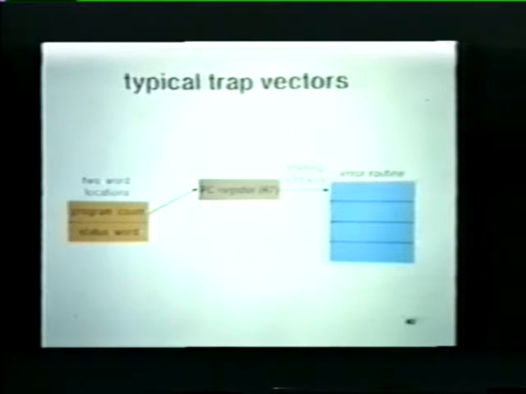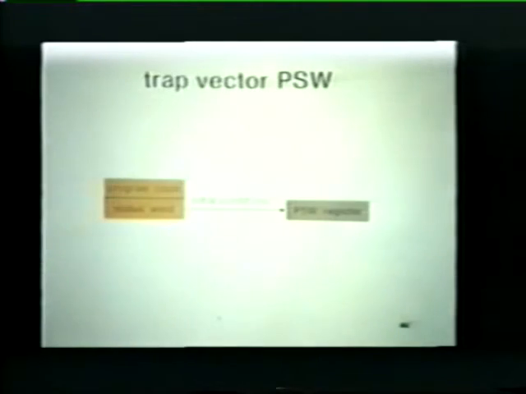Each trap vector actually occupies two word locations in memory. The first word location contains a starting address or program count, which is loaded into the processor's PC register. This starting address directs the processor to the first instruction in the error routine. The second word location associated with our trap vector contains a new processor status word, or PSW. The processor retrieves this status word from memory and loads it into its PSW register.